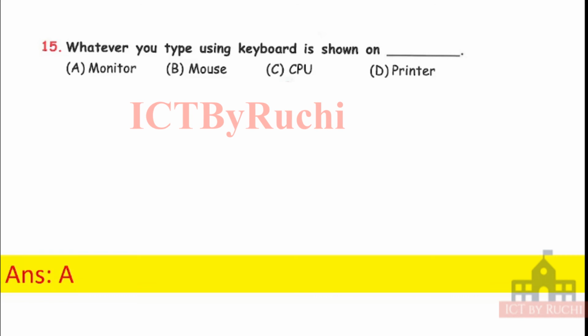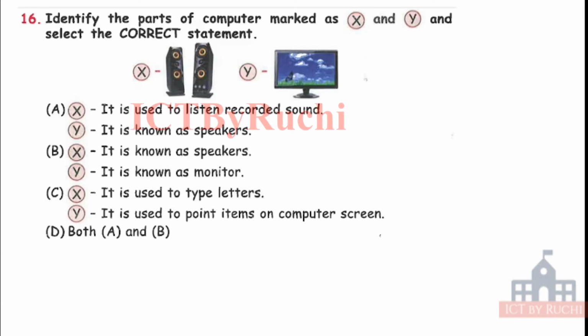Answer is A, monitor. It's very easy. 16th question. Identify the parts of a computer marked as X and Y and select the correct statement. X is speaker, Y is monitor. A, B, C, D. A, X. As I told you in the previous video, we need not read both the statements. If one statement is wrong, like say X is wrong, we will not read Y.